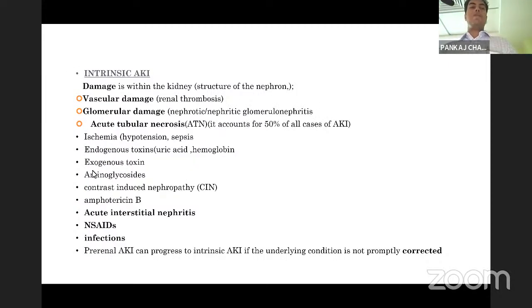Intrinsic AKI damages within the kidney, and the structure of the nephron is destroyed. It may be due to vascular damage, which accounts for 50% of AKI, which is due to ischemia, toxins, exogenous or endogenous, aminoglycosides, contrast-induced, amphotericin B, acute interstitial nephritis, NSAIDs, and infection.